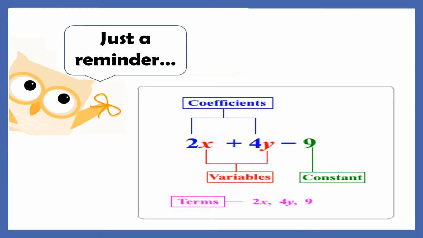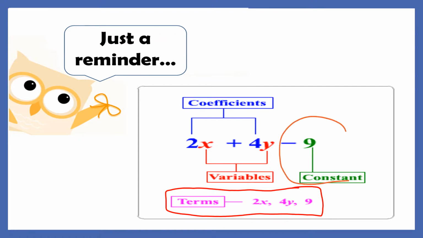All right, this slide is just a reminder on some important words that we need to know. These are terms, meaning a term is separated by a plus or a minus. In this case, there's 3 terms. Remember that a number by itself is called a constant. Notice that I'm taking the minus sign with the 9. That's a -9. We also have variables here and coefficients. So if you hear the word coefficient in a word problem, it's really saying the number in front of our variables.